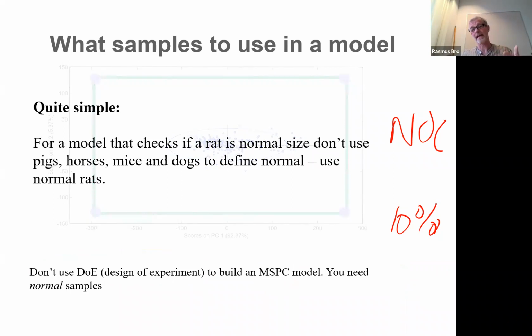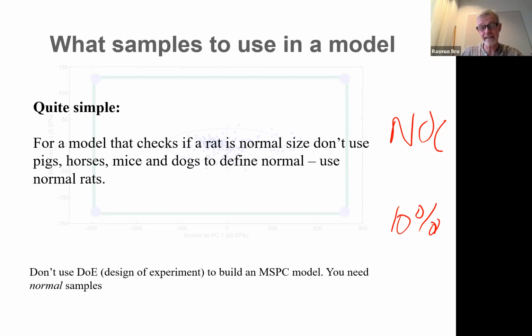So to give you an analogy, which is really stupid, I apologize, but just to make it a little bit more simple, if I want a model that checks if a rat is normal size, I don't want to use all kinds of animals in that model. I want to use just standard normal rats. I know it's a stupid example, but I hope you get the idea.